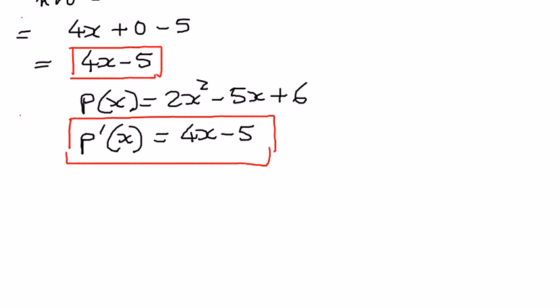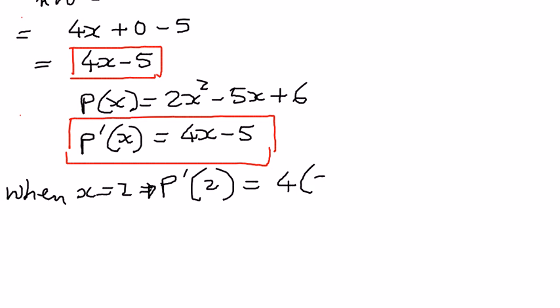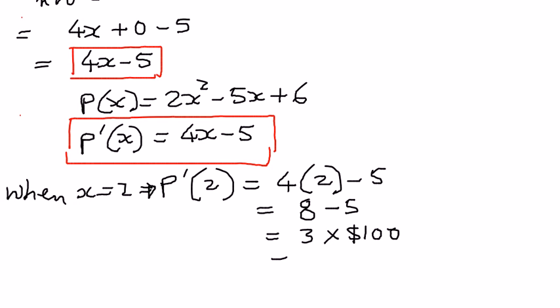And what we are asked is, when the value of x equals 2, we're going to substitute the value of 2 in the first derivative, and therefore when we substitute the value, we're going to come up with this equation: 4 times 2 minus 5. 4 times 2 is 8 minus 5. 8 minus 5 is going to be equal to 3, and since it is in hundreds of dollars, times $100, this is going to be equal to $300 per item.